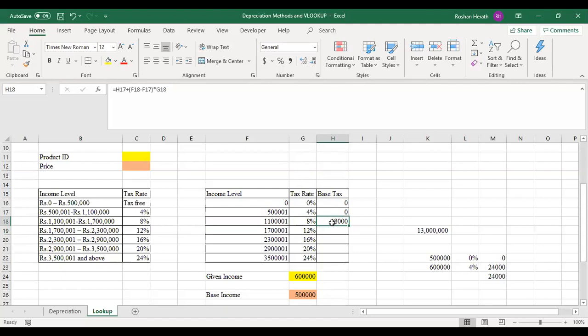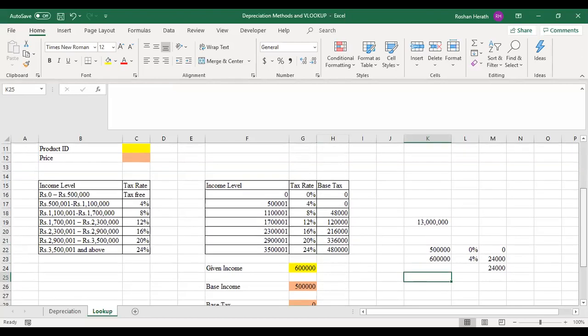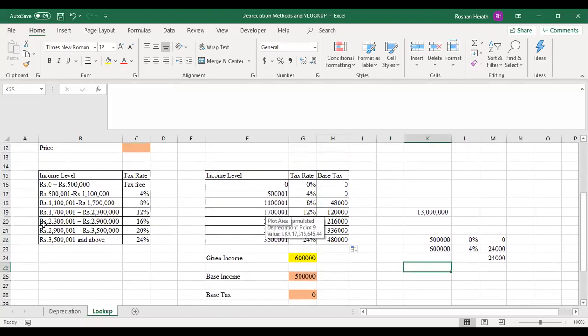Then the same thing continues. So all I have to do is just drag it. Just to confirm yourself, let's work out another level. Then I believe you would be convinced. Let's say that your income level is like 20 million. Now assume that your income level is 20 million, right?